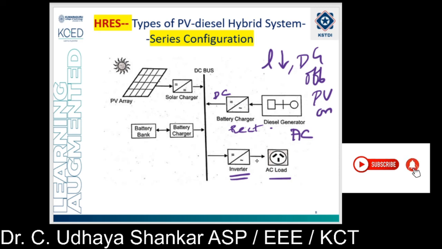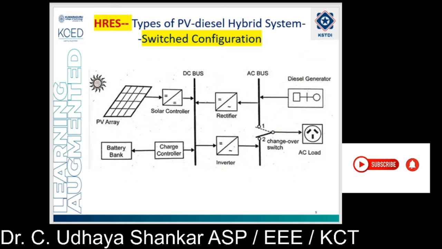And the load will be met by the PV and the battery bank. Okay, so this is how it operates. This is called a series configuration, and due to its large drawbacks, which have been discussed earlier, it is seldom used nowadays. Now let us go on with the discussion of the next thing, that is the switched configuration.